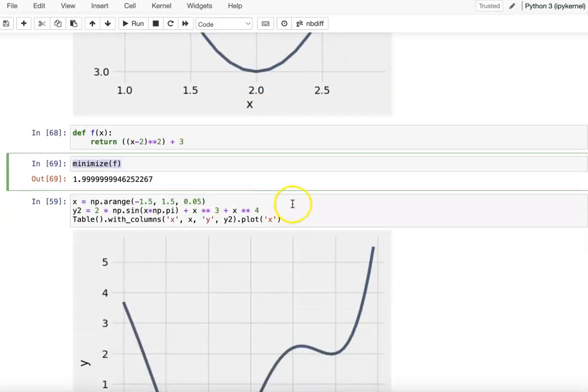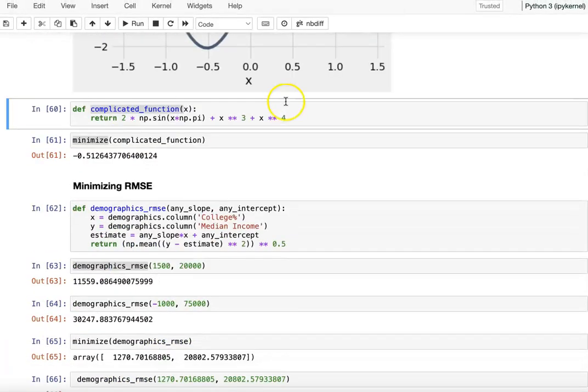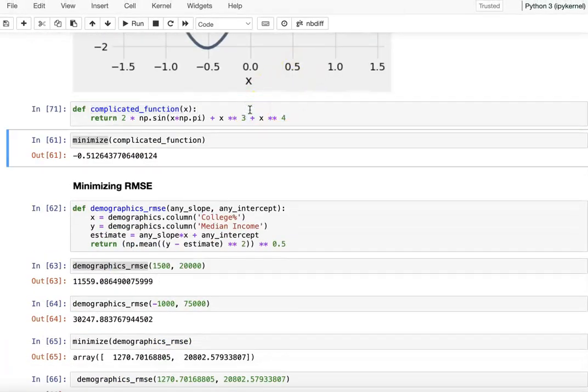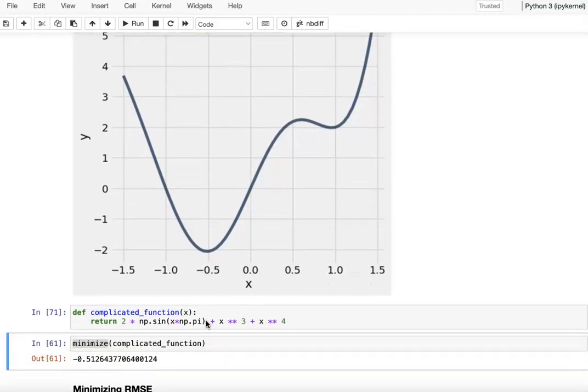We saw this example, and of course we can give you more examples. This one is a very complicated function. This function y is equal to sine, then you have x to the power of 3, x to the power of 4. Let's define this function and call it complicated_function. From the graph, we can see the minimum happening almost here, almost x equal to 0.05. Let's see if the minimize function can give us that.